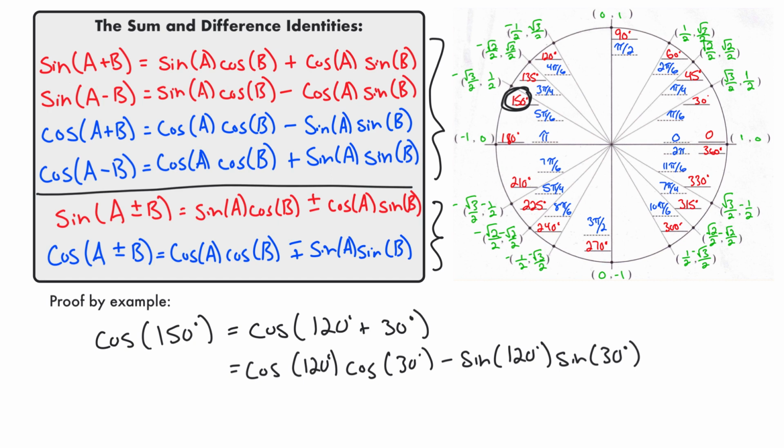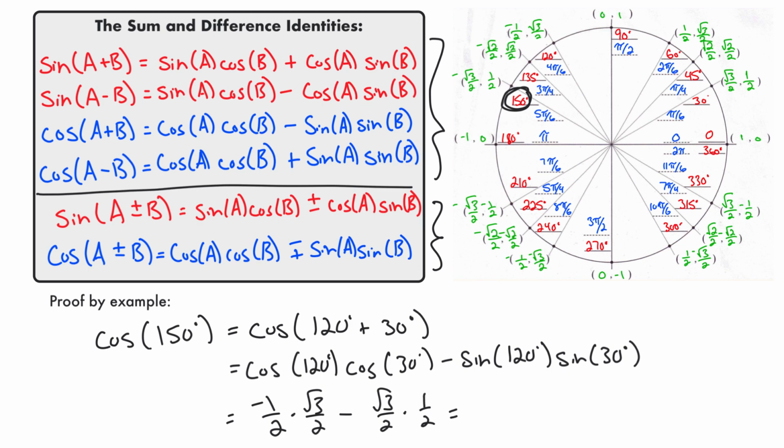And these are all things that are on the unit circle. Cosine of 120, if I just look up 120 on the unit circle, which is right here, the cosine is negative 1/2. So this is equal to negative 1/2 times the cosine of 30, which is root 3 over 2, minus the sine of 120, which is root 3 over 2, times the sine of 30, which is 1/2.